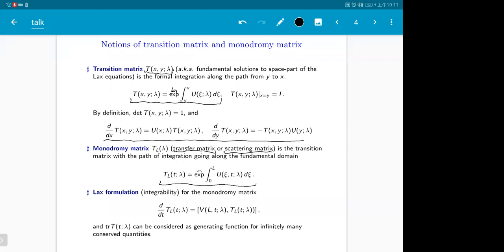Having the monodromy matrix, we can naturally have a Lax formulation for it. Taking the derivative of the monodromy matrix with respect to the time variable, we have this Lax formulation. And having this Lax formulation, the trace of the monodromy matrix can be considered as the generating function for infinitely many conserved quantities.